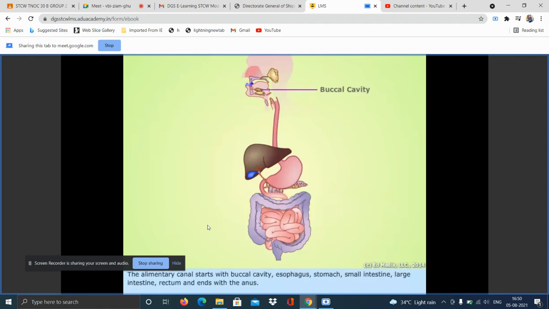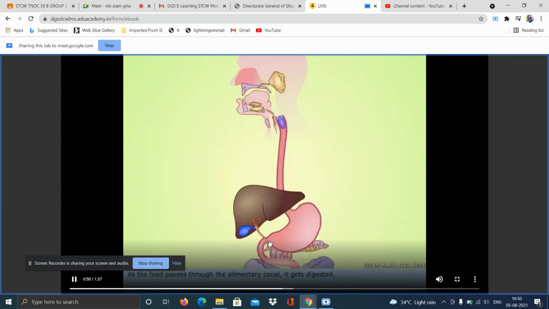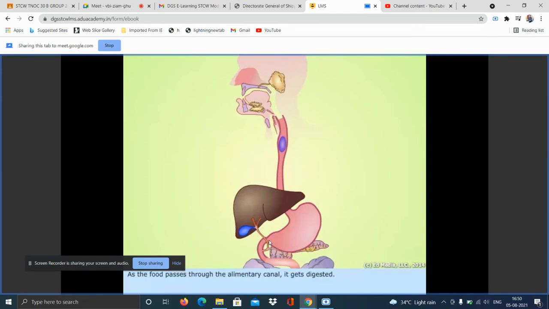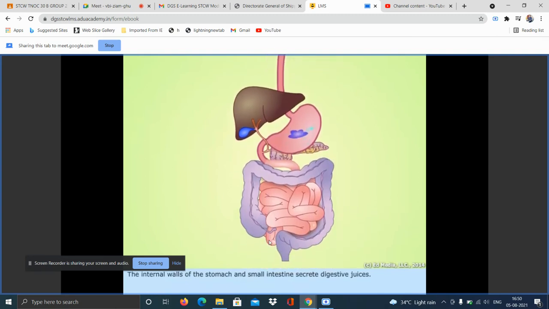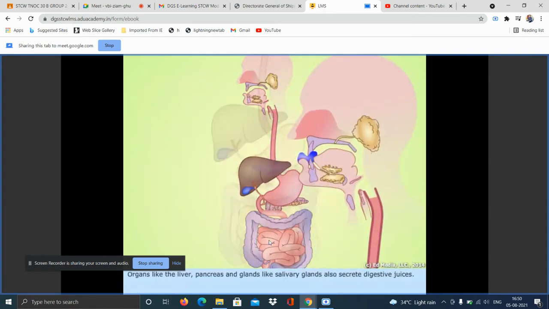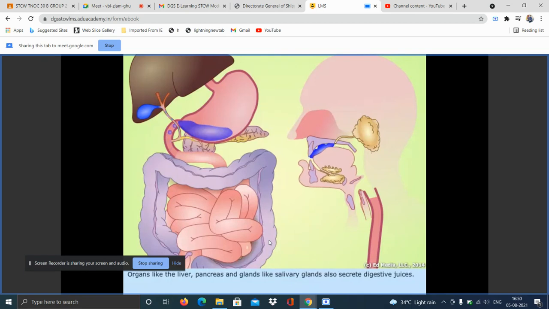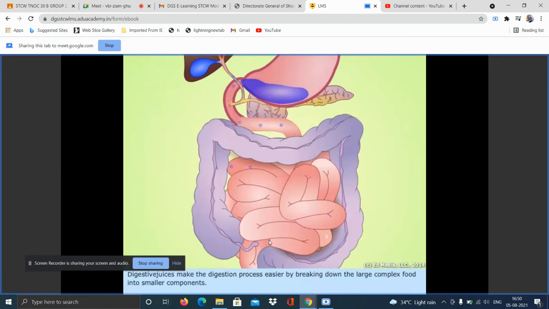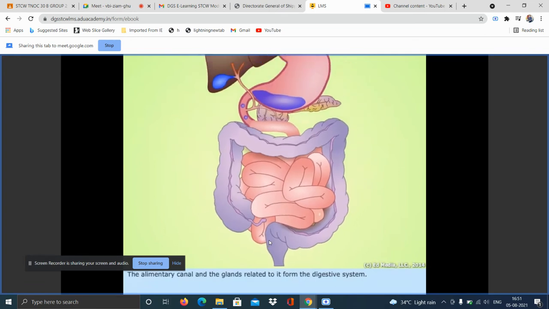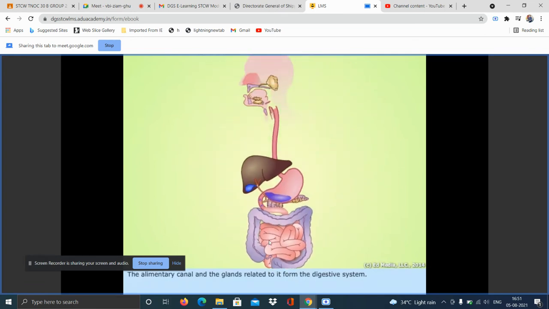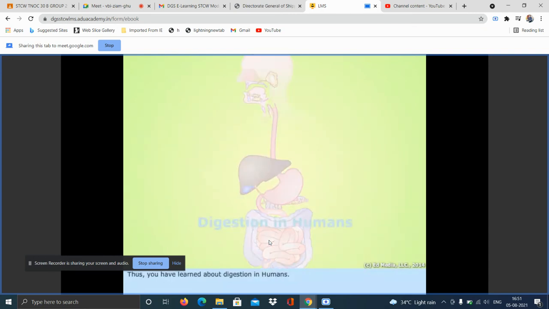The alimentary canal starts with the buccal cavity, esophagus, stomach, small intestine, large intestine, rectum, and ends with the anus. As the food passes through the alimentary canal, it gets digested. The internal walls of the stomach and small intestine secrete digestive juices. Organs like the liver, pancreas, and glands like salivary glands also secrete digestive juices. Digestive juices make the digestion process easier by breaking down the large complex food into smaller components. The alimentary canal and the glands related to it form the digestive system. Thus, you have learned about digestion in humans.